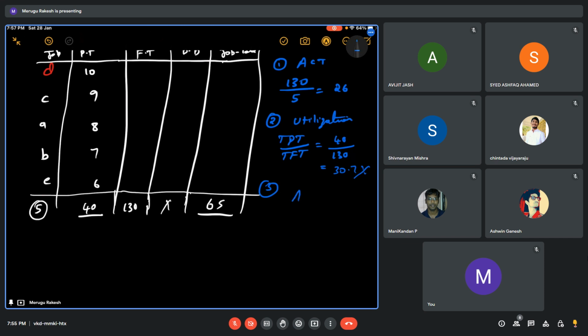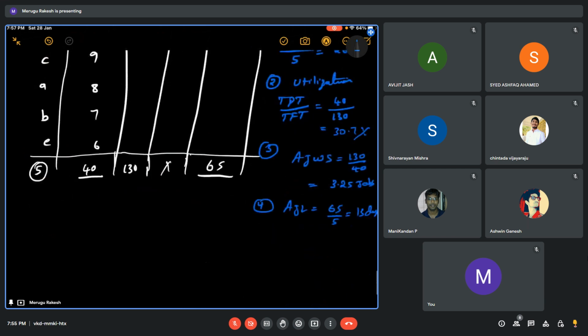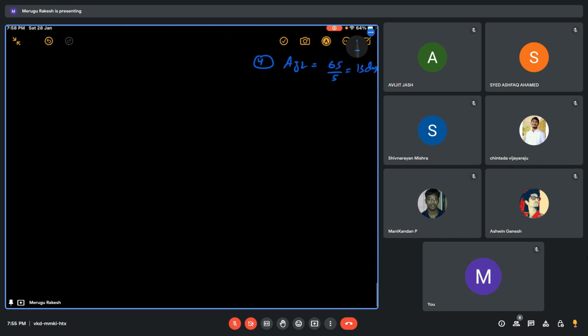Then we will come to average job waiting in the system, which is nothing but the inverse of this utilization. Then finally we have average job lateness. So you'll have 65 by 5. We have 13 days. So in everything, SPT dominates this LPT process. Okay, this is one more. Then similarly you can apply the same principle for the other one also.